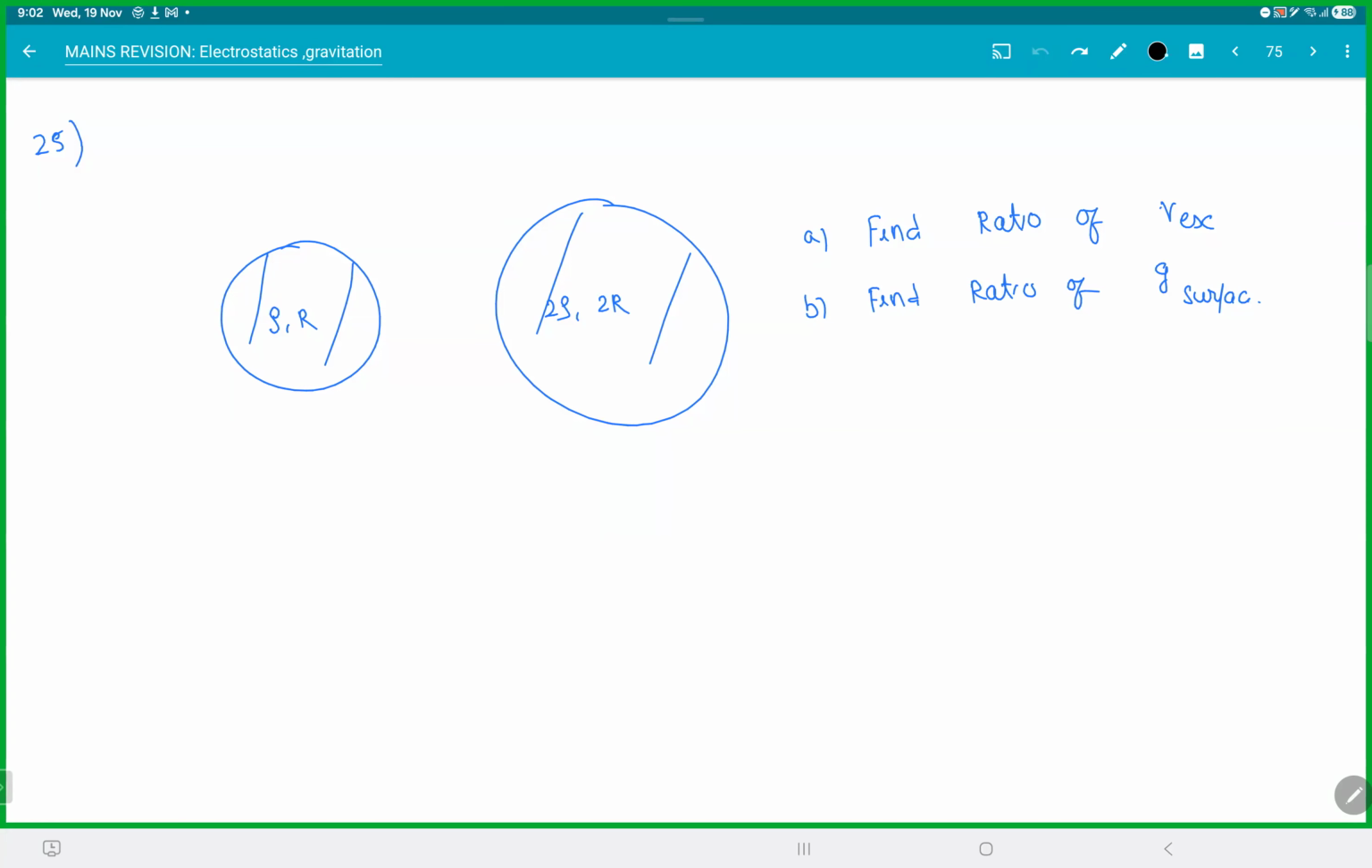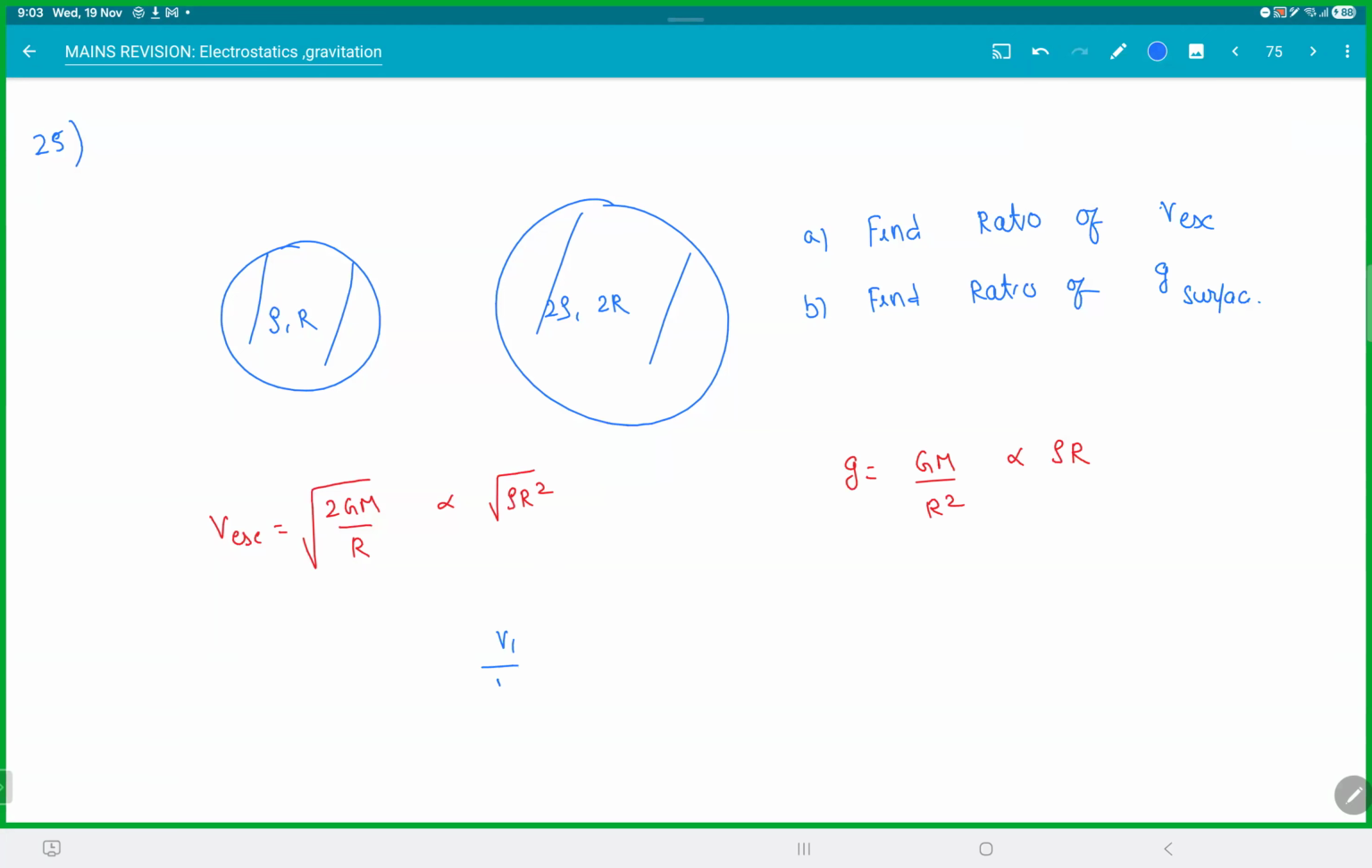Hope you guys remember the formula for V escape. What is V escape? Root 2 GM by R. But here densities are given. So this is proportional to root over mass. That is rho into 4 by 3 pi R cube. So that is rho into R square. What about g? GM by R square. So this is proportional to rho into R.